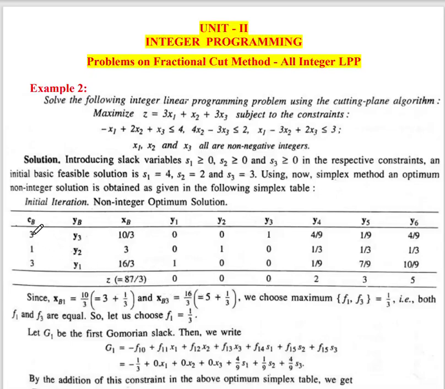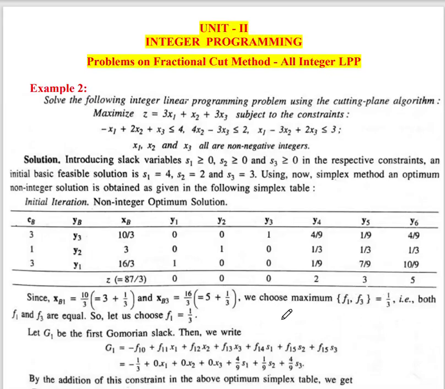So here you will get CB equal to 3, 1, 3. YB is Y3, Y2, Y1. XB is 10 by 3, 3, 16 by 3, and this is the matrix A. Here the maximum value of Z is 87 by 3, and these are the values of Zj minus Cj, that is 0, 0, 0, 2, 3, 5. If you observe here, all the values of Zj minus Cj are positive or 0.